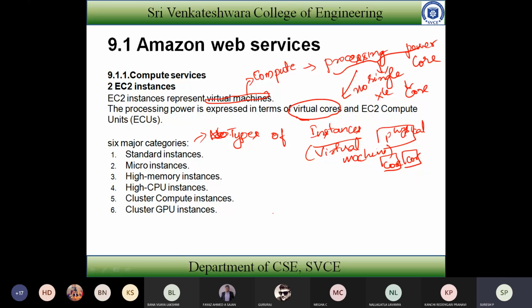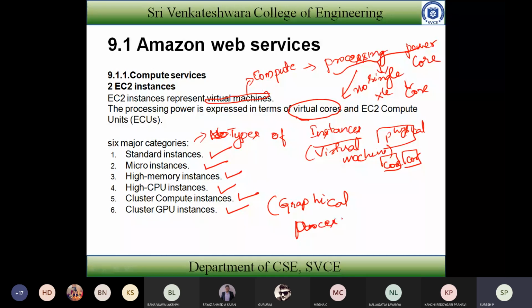You're going to have standard instances, micro instances, high memory instances, high CPU instances, cluster compute instances, and cluster GPU instances. When you talk about a cluster, it is nothing but a group of computers. Whereas a GPU cluster is used where you have the graphical processing unit, wherever you require a large amount of graphics.